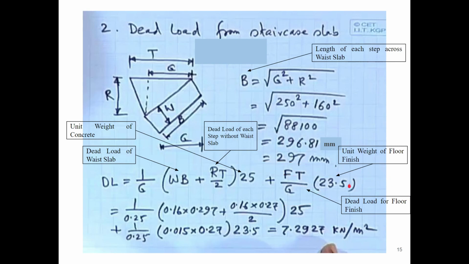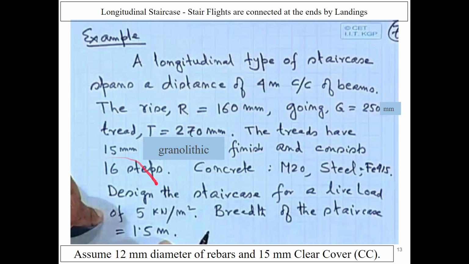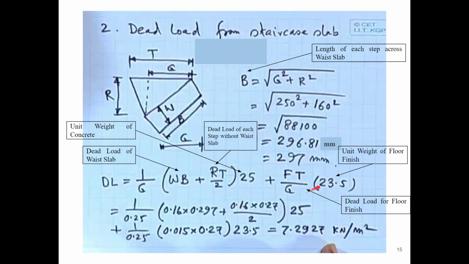So we have to calculate the dead load for floor finish, which was not given there, but here they have asked to consider a 15 millimeter granolithic finish. So the dead load for floor finish is calculated using FT into 23.5 by G. Here the 25 is the unit weight of concrete, and 23.5 is the unit weight of floor finish. The unit weight of concrete is 25 kilonewton per meter cube, and the unit weight of floor finish is considered as 23.5 kilonewton per meter cube.